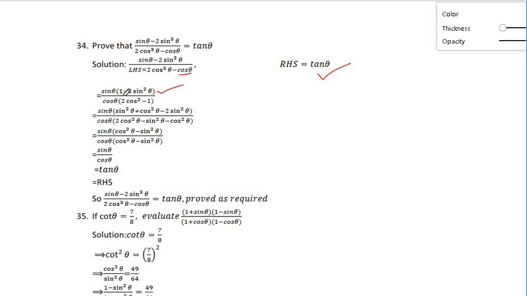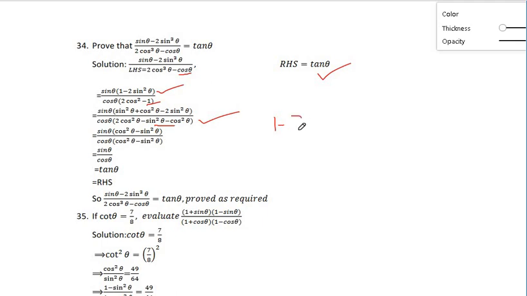Now in place of 1 we can write sin square theta plus cos square theta, and for this 1 also we can write sin square theta plus cos square theta, but since minus is there, both the terms will be minus sin square theta minus cos square theta. Now if you simplify, cos square theta will remain, then sin square: 1 minus 2 is minus 1, means sin square theta minus twice sin square theta is minus sin square theta.